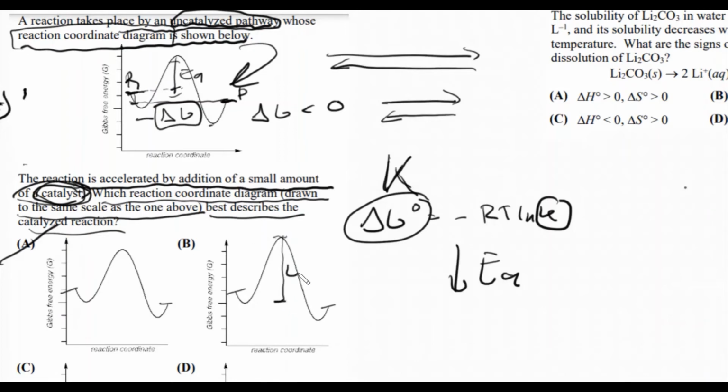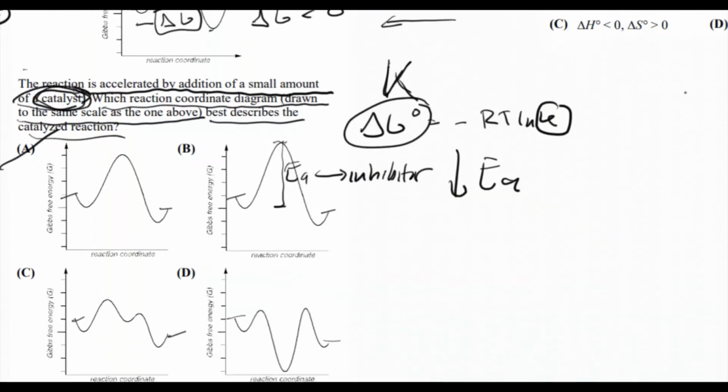That's an increase in activation energy. That's not what we want. That actually slows down the reaction and does not speed it up. This is what an inhibitor would do. But we want a catalyst, not an inhibitor.